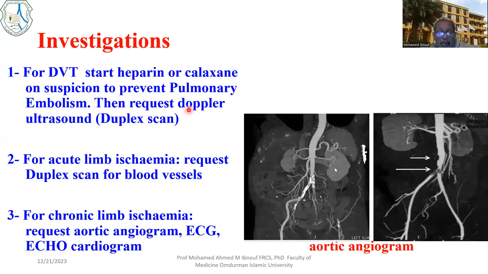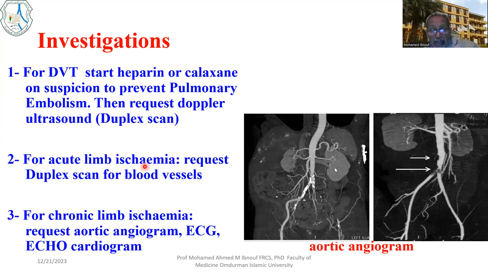For investigations, if we suspect deep venous thrombosis, we have to start anticoagulants like heparin or Clexane. On suspicion, we have to start it to prevent pulmonary embolism. Any delay might cause pulmonary embolism, which is a very serious and killing disease. Then, after starting anticoagulants, we request an ultrasound, Doppler ultrasound, which is also called a duplex scan.